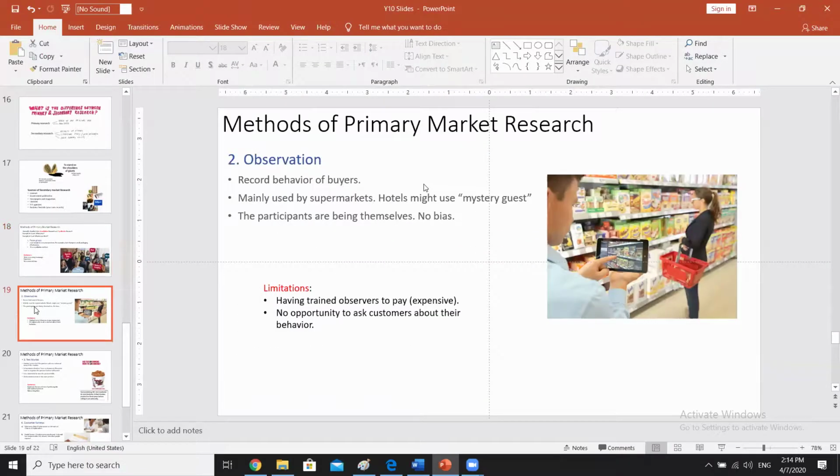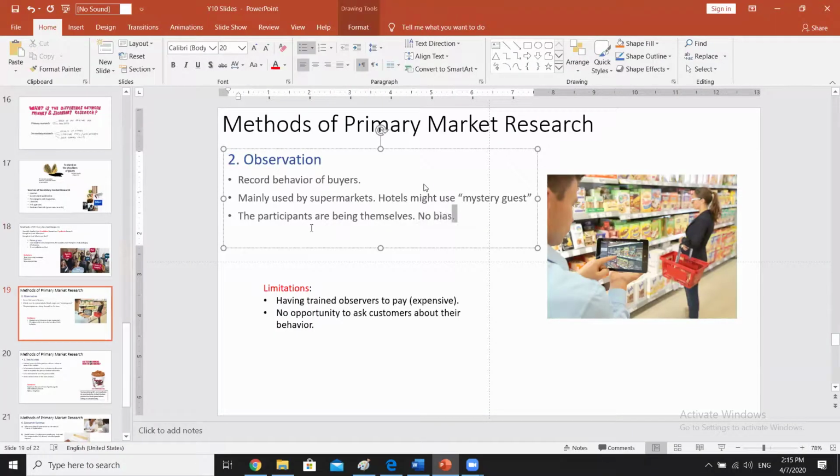Okay, so our second method of primary market research is observation. I don't know if you remember the videos we watched when we started with the marketing section, the video of the supermarkets and the techniques that they used in order to observe their customers' behavior while shopping inside their store. And I told you back then that that method was very, very reliable, and it was used extensively by multiple different businesses, but especially supermarkets. The reason was this one.